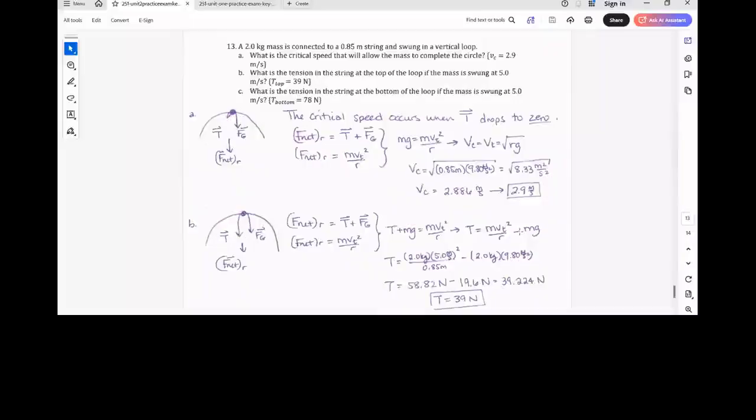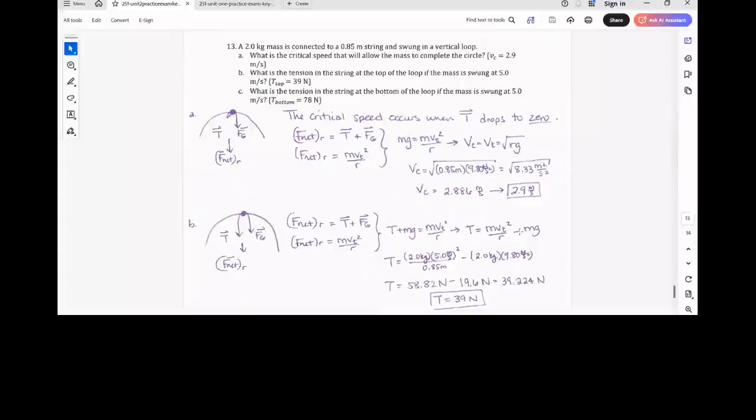Number 13: a 2.0 kilogram mass is connected to a 0.85 meter string and swung in a vertical loop. What is the critical speed that will allow the mass to complete the circle? What's the tension in the string at the top of the loop if the mass is swung at 5.0 meters per second? And then what is it at the bottom of the loop if it's swung at 5.0 meters per second?